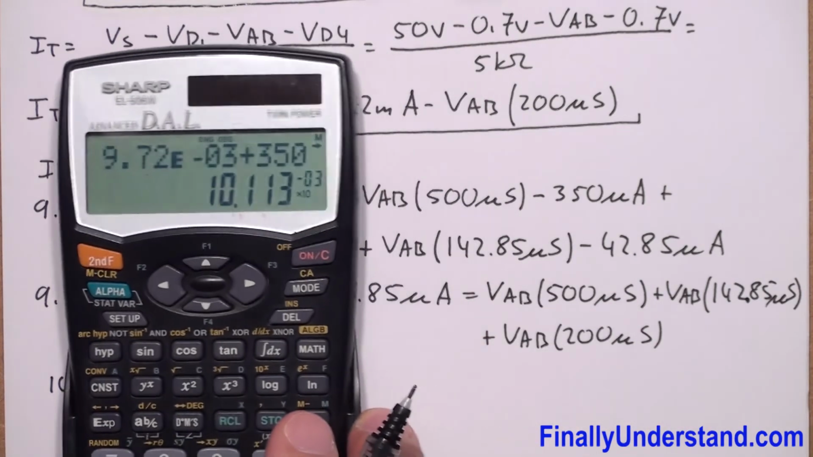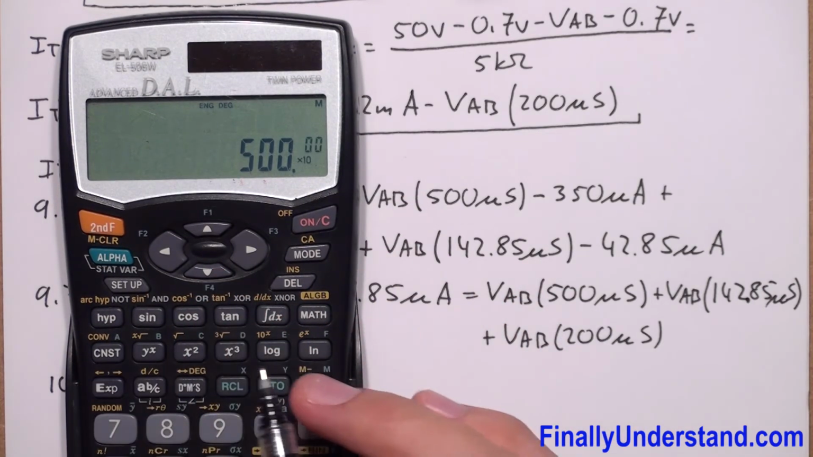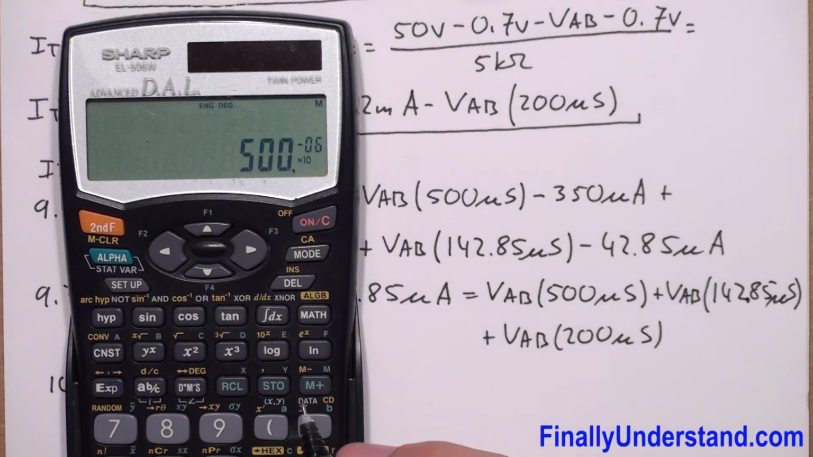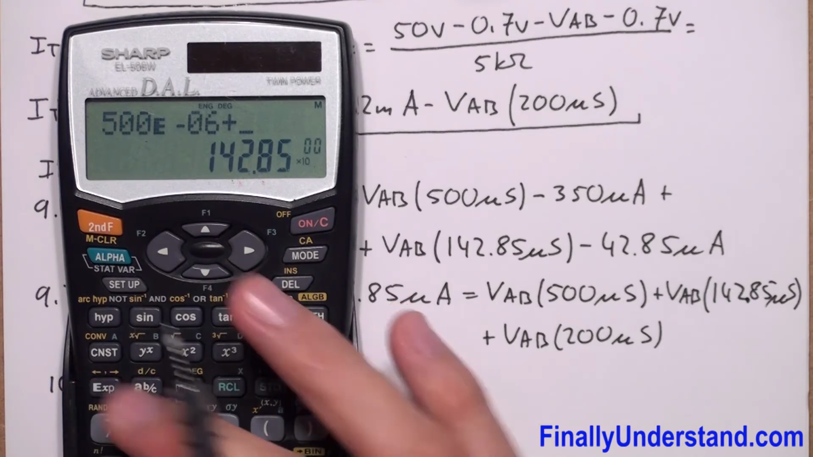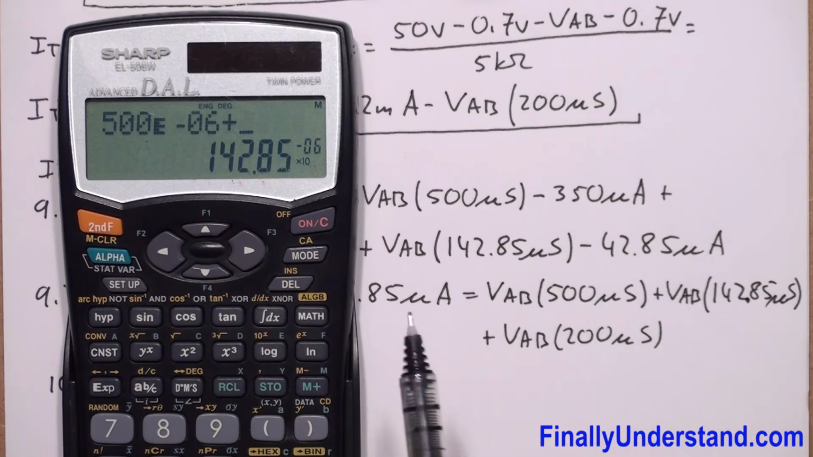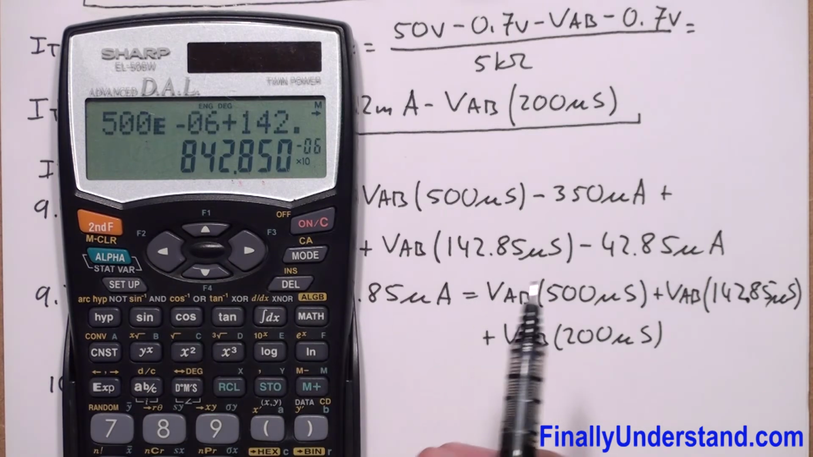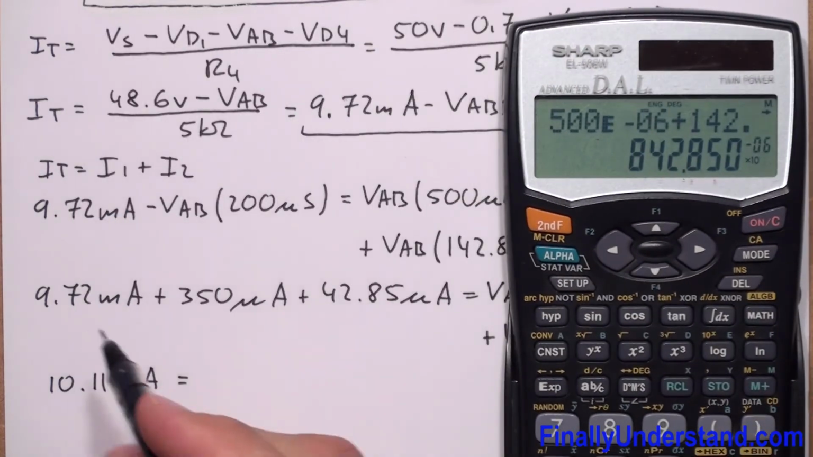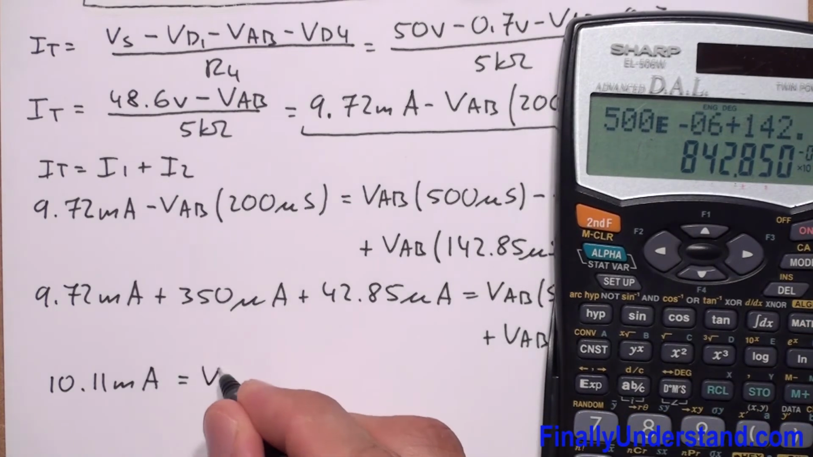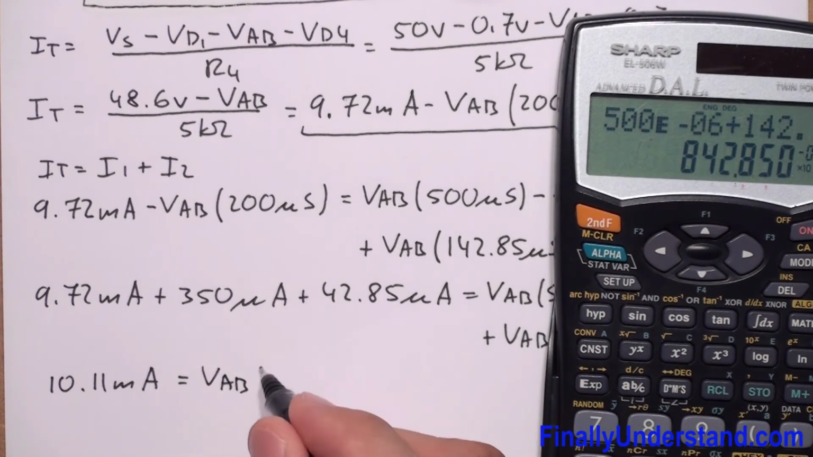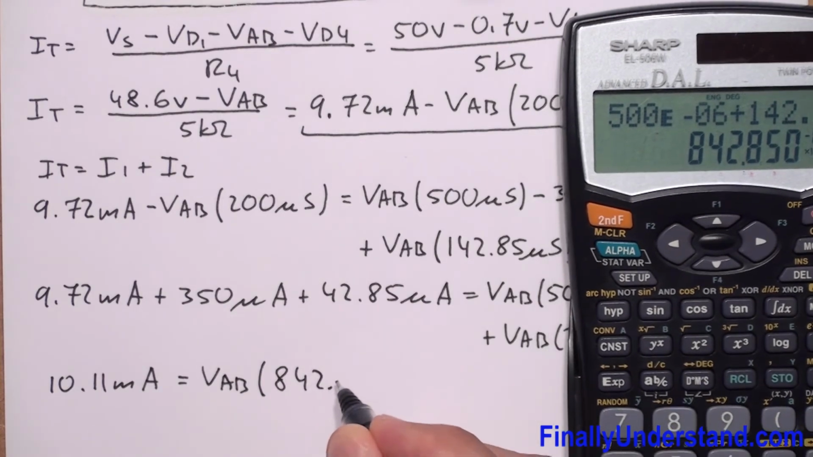This is equal, we have 500 microsiemens plus 142.85 exponent 6 negative plus 200 exponent 6 negative. This is equal to 842.85 microsiemens. So I have a VAB times 842.85 microsiemens.